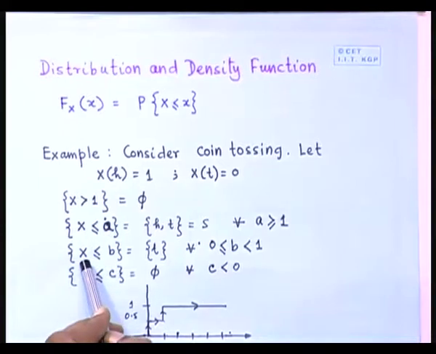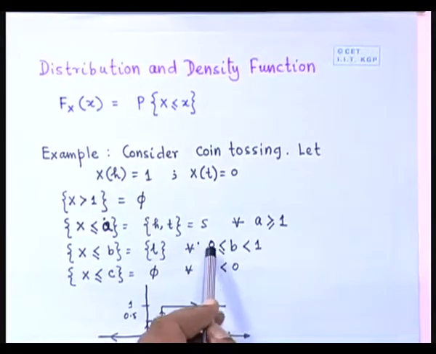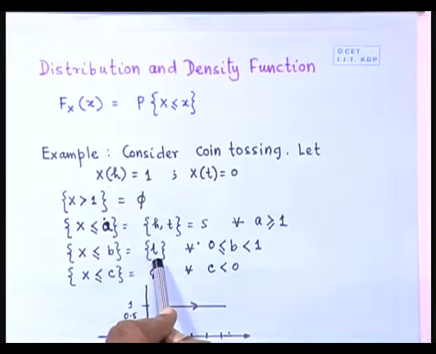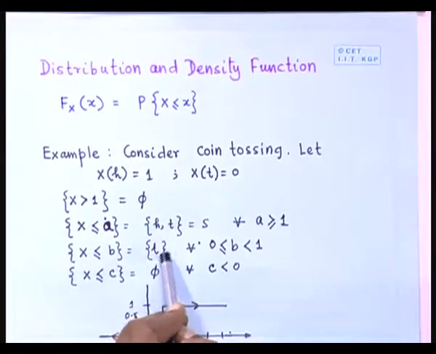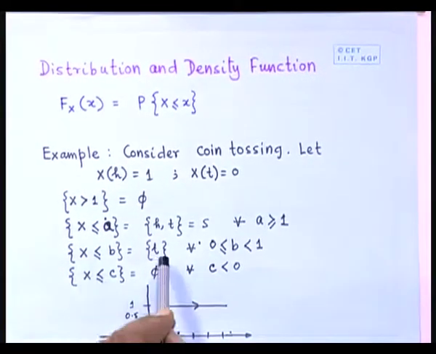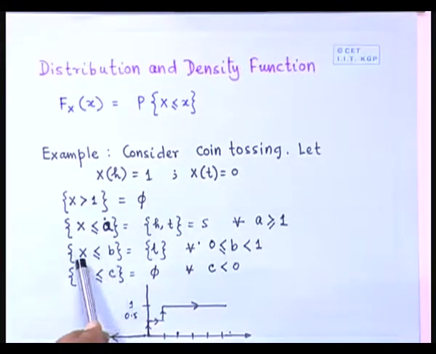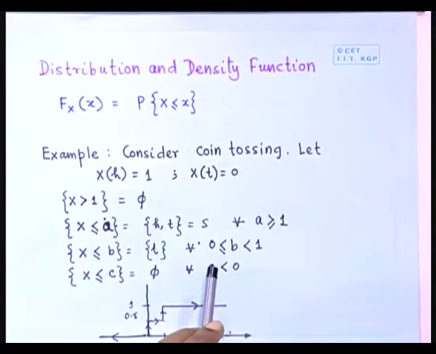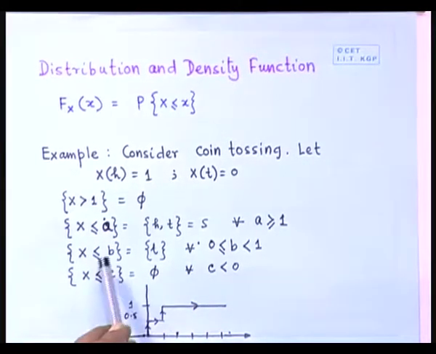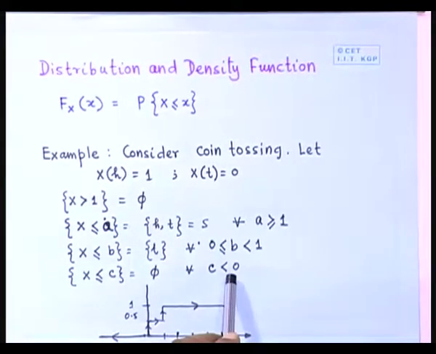Similarly, if X is less than or equal to b, when b is less than 1 and greater than or equal to 0, the set is T. Only for this tail outcome does the value of the random variable satisfy this, correct. So the event corresponding to this is the tail event, and if c is less than 0, then this is again phi.